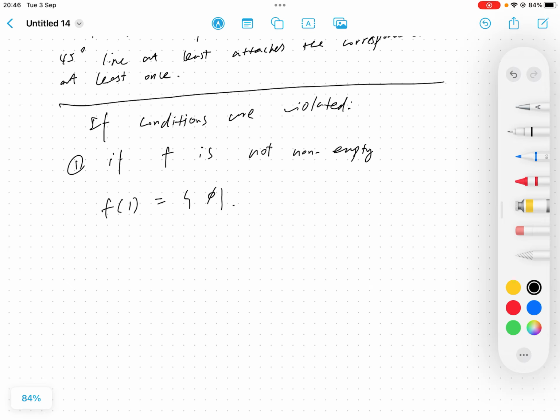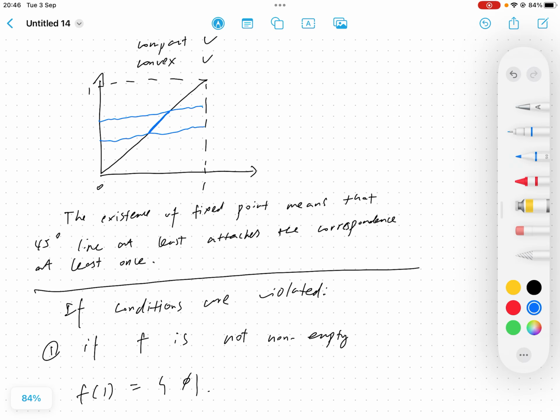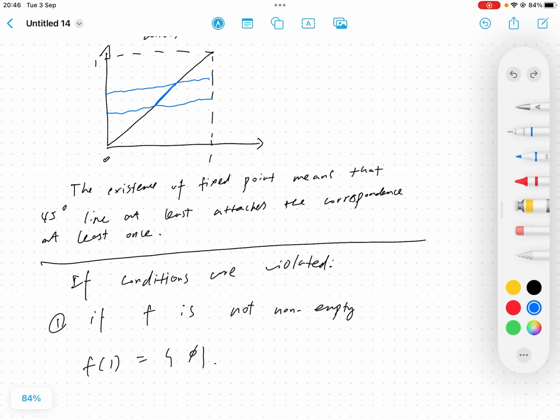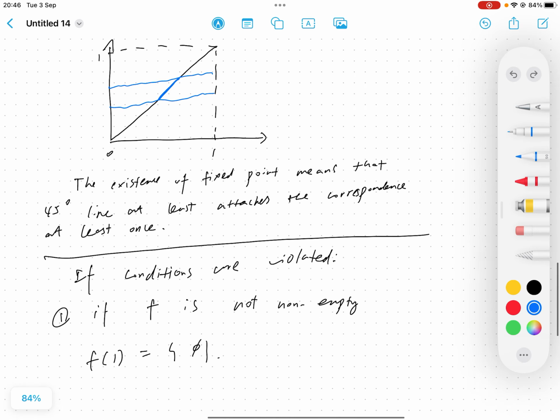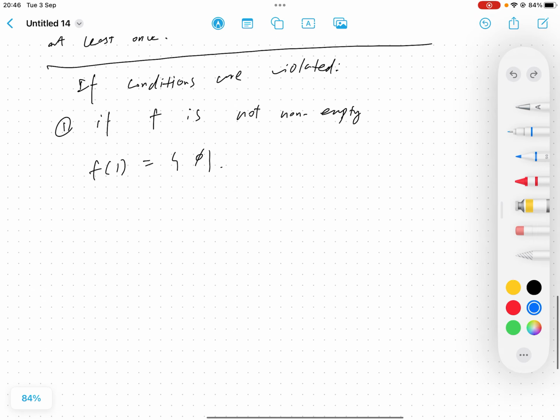So in this case, we have a circle here, and so it's empty here. Oh, actually it's not there. So it should be empty in the f's. If f1 is empty, then this might not be true. So there may not exist at least one fixed point.